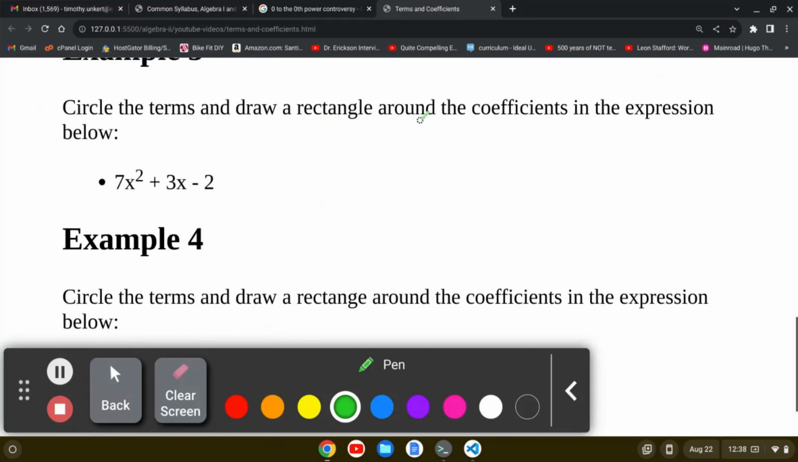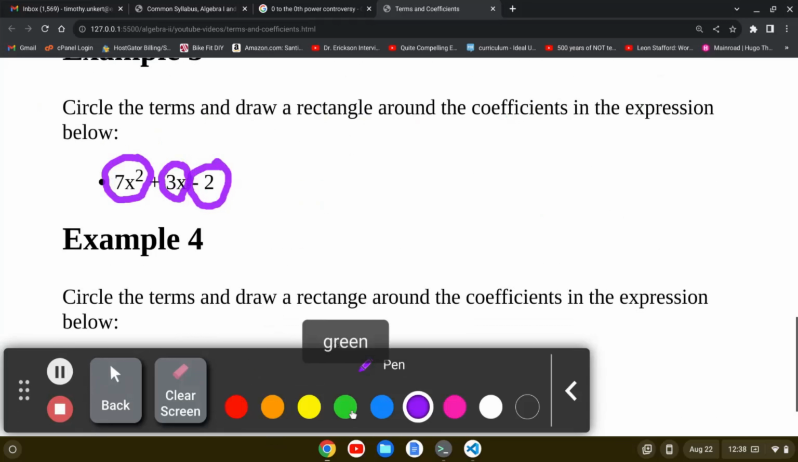Circle the terms and draw a rectangle around the coefficients in the expression below. We have 7x squared plus 3x minus 2. So let's circle the terms. So we have 7x squared is a term. 3x is a term. And also the minus 2 is a term.